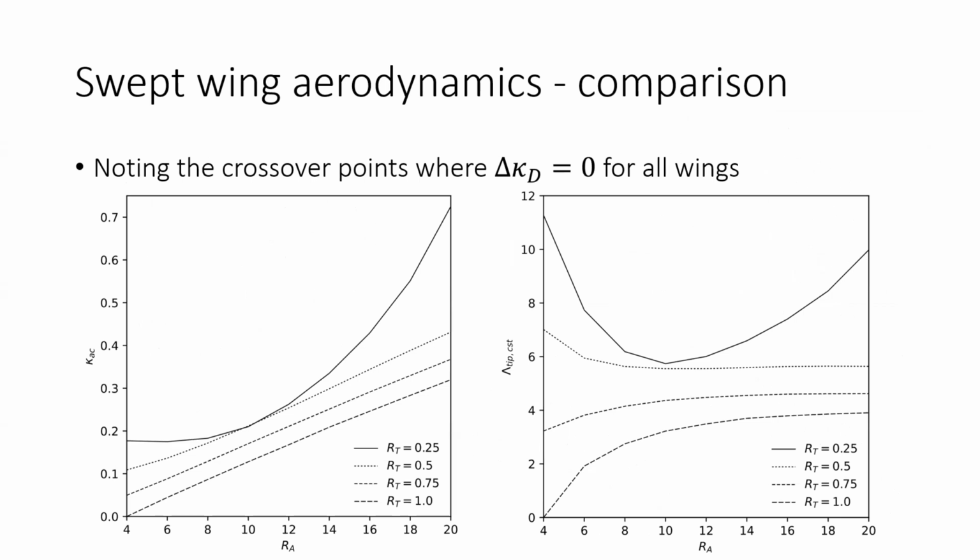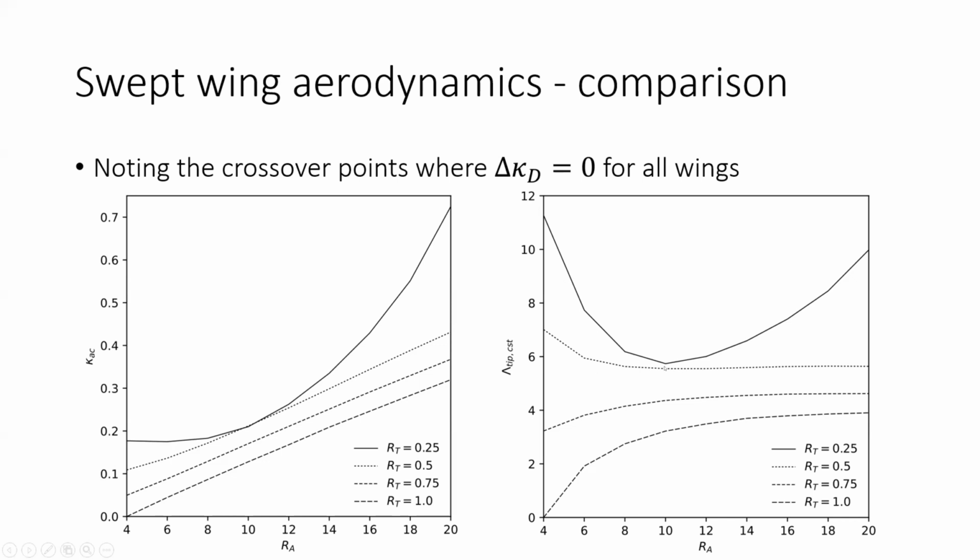That crossover point where delta kappa D is 0, meaning the crossover point where a crescent wing becomes more aerodynamically efficient than a wing with constant sweep, you can extract from all the data from the previous slide and make this plot that has aspect ratio on the horizontal axis, and aerodynamic center shift on the vertical axis, and then different lines for different taper ratios. You can translate these shifts in aerodynamic center to a sweep angle, and that's actually more useful. So the figure on the right is easier to read.